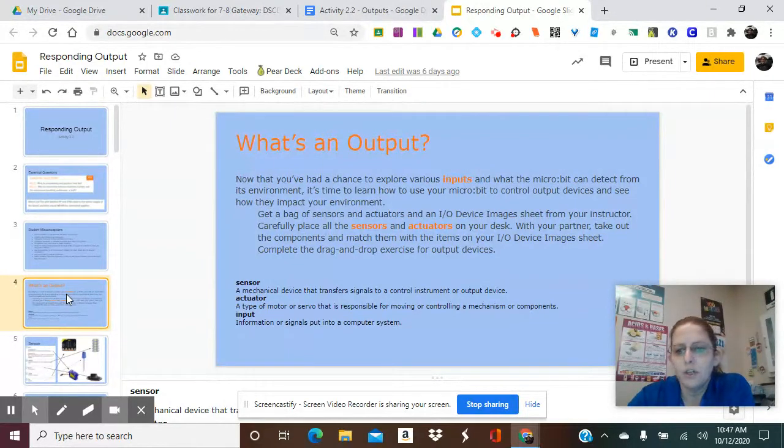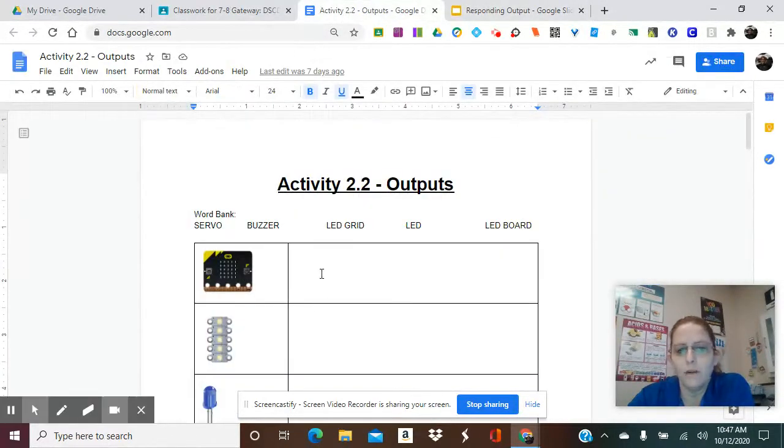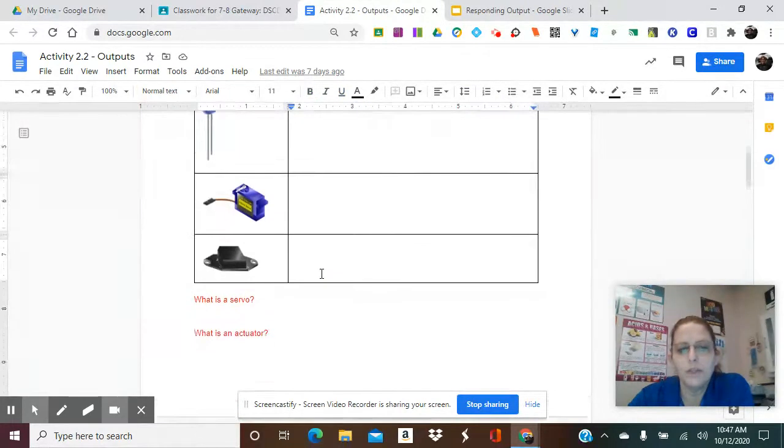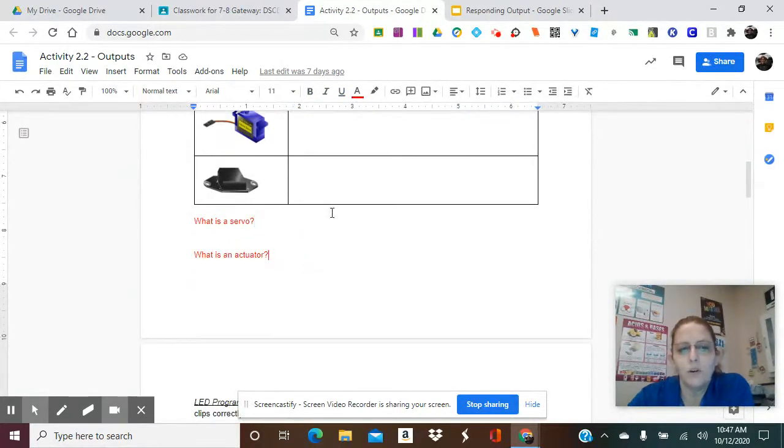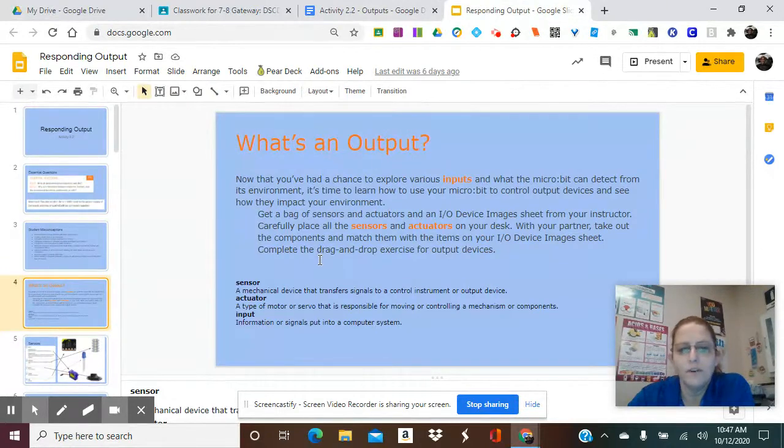So in your worksheet, there are a few things. The first thing is figuring out what's what. So we're going to answer these questions, and then what is a servo and what is an actuator? There's a little bit of a difference. A sensor is a mechanical device that transfers signals to a control instrument or an output device. An actuator is a type of motor or servo that is responsible for moving or controlling a mechanism or components, and then the input we know is information or signals put into a computer system.